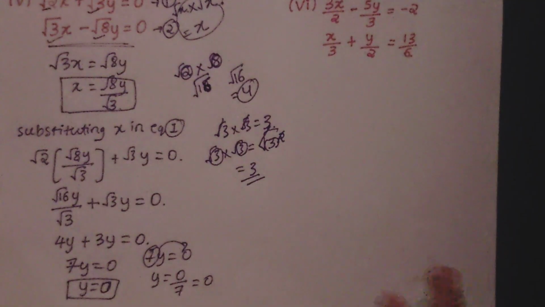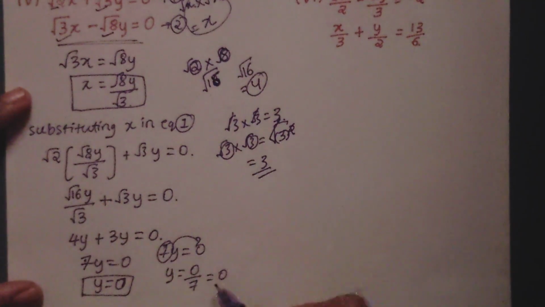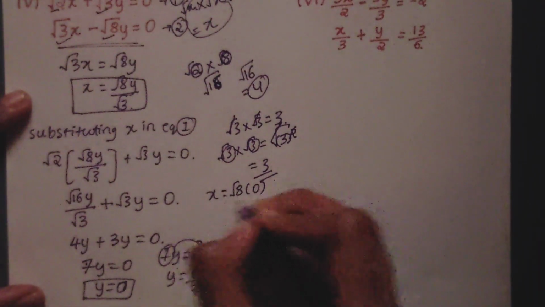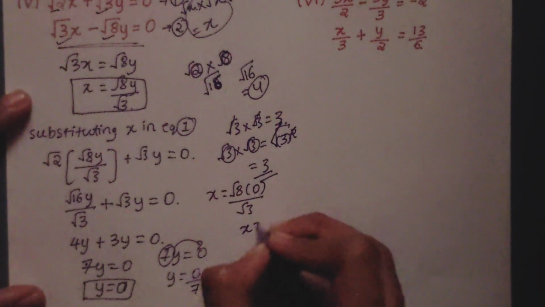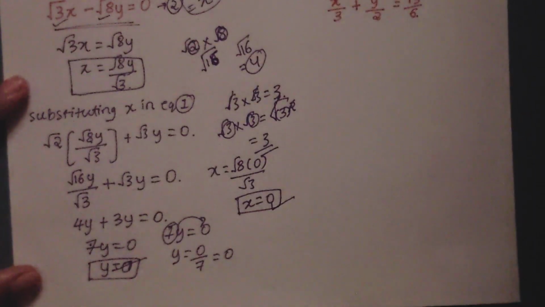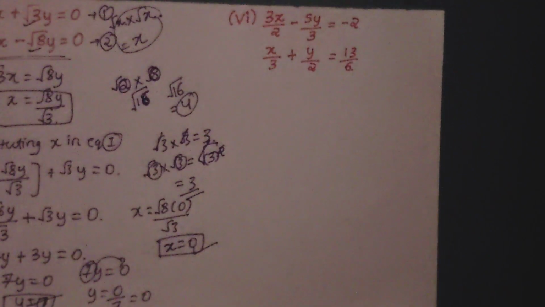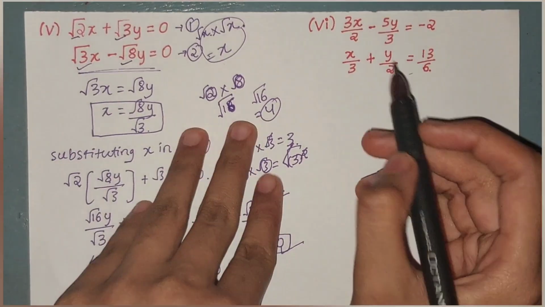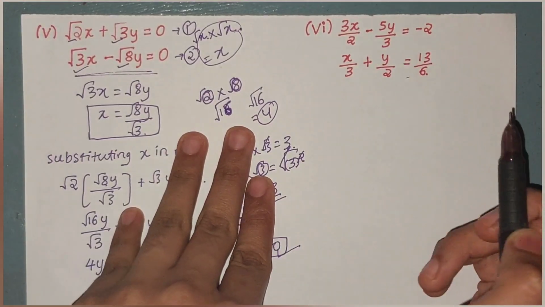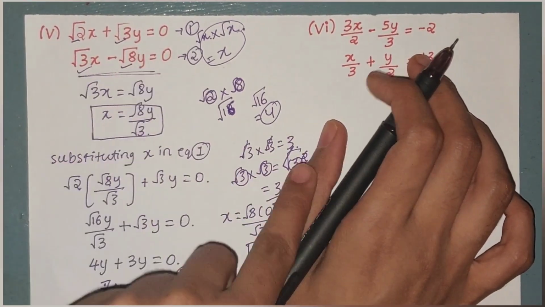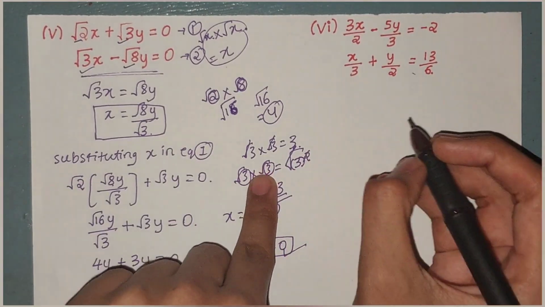And now, if I substitute y is equal to 0 into x is equal to root 8 into y by root 3, this also will give you 0. So both my x and y are zeros. I hope you're able to understand this. Moving on to the next question. What you should do here is take the LCM and make the equations look like these, and then solve it. It's very easy.